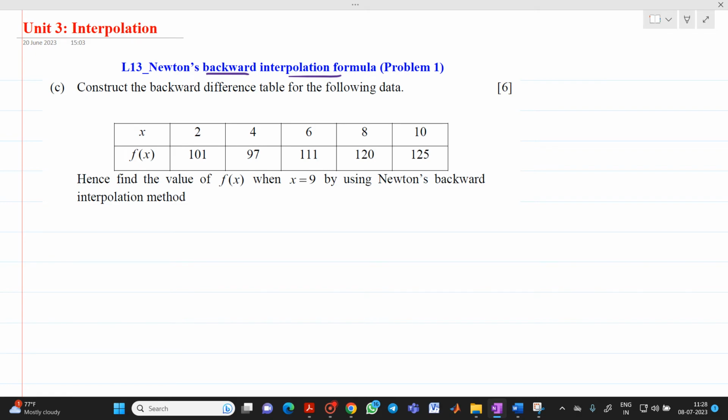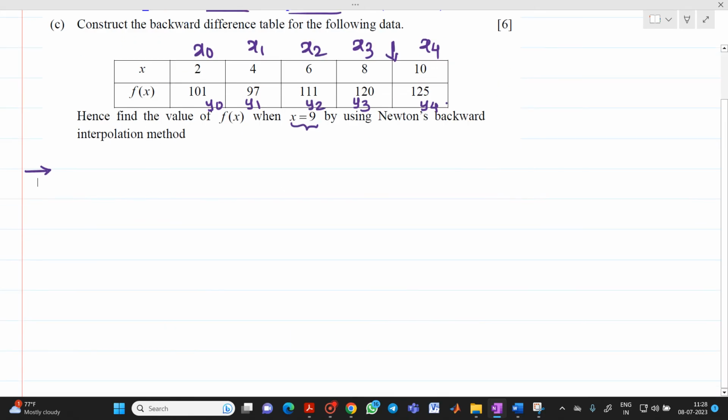So we have data, this will be x0, then x1, x2, x3, x4, and these are the corresponding y0, y1, y2, y3 and y4. Find f of x when x equals 9. Now why use Newton's backward interpolation formula here? Because when x equals 9, this value is situated at the end of the table. So we have to use the backward interpolation formula or backward interpolation method.